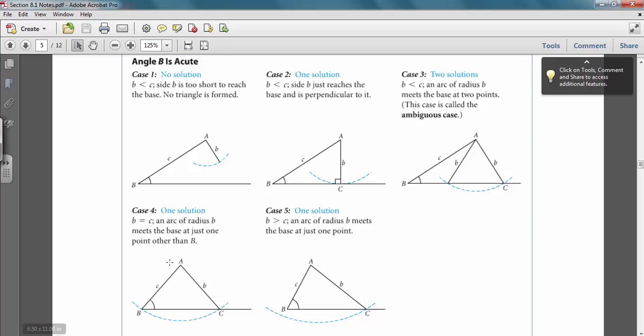If we look at case 4 down here, we can also again only have one solution, if an arc of radius B meets the base at just 1 point other than that angle B. And case 5, again only one solution if the arc of radius B meets the base at just 1 point. So as you can see, our side side angle, when we only know one angle, can become very, very complicated.